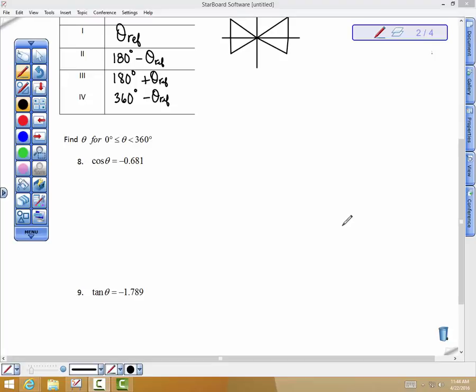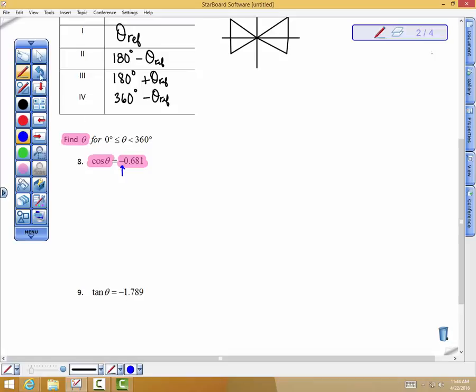Okay, what does all this mean? Let's say that we're being asked to find the size of an angle theta, and we're given the value of a ratio for a particular trig function. In this case, would you please notice that the cosine of the angle is a negative number?